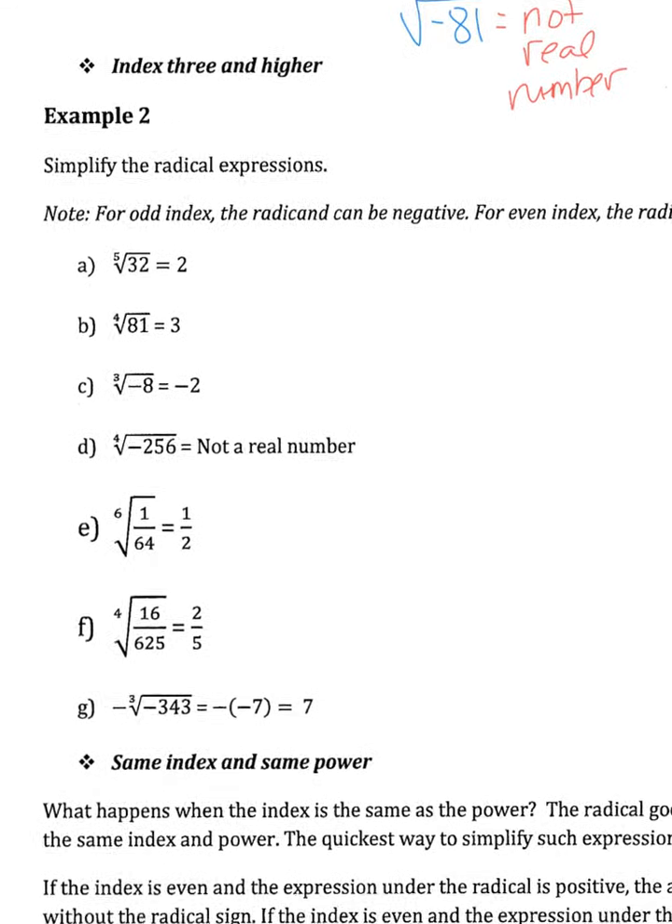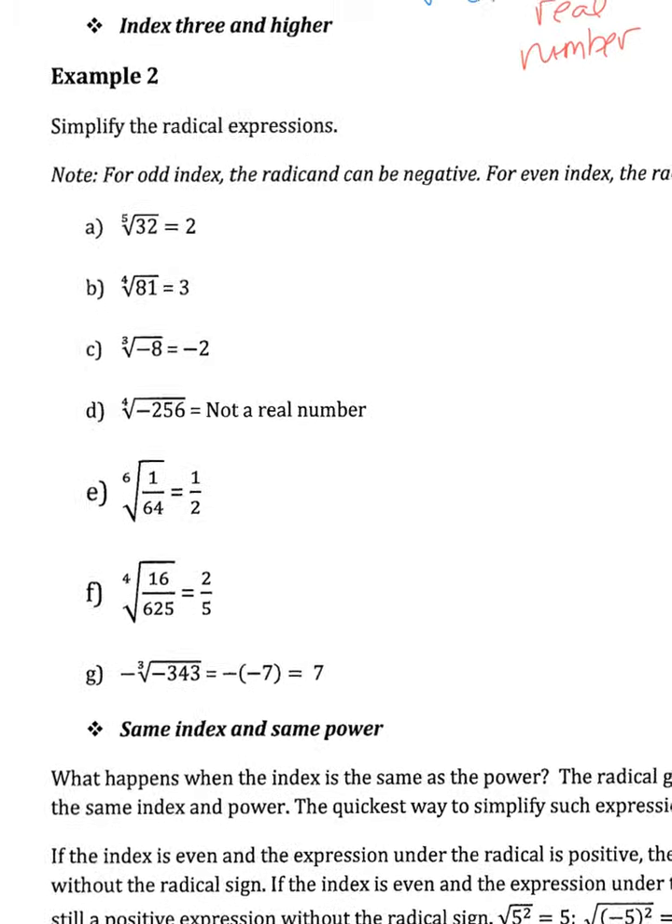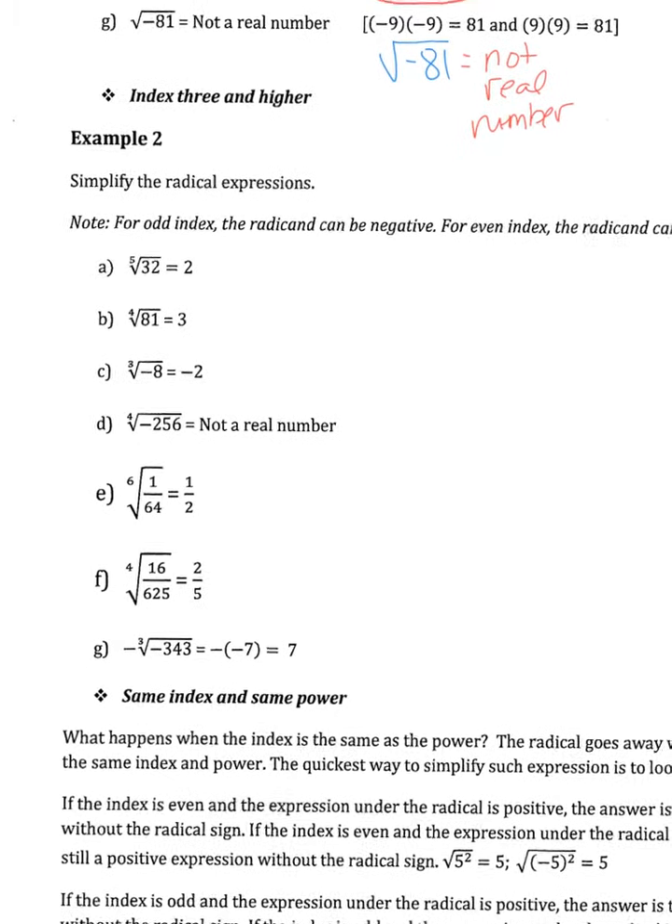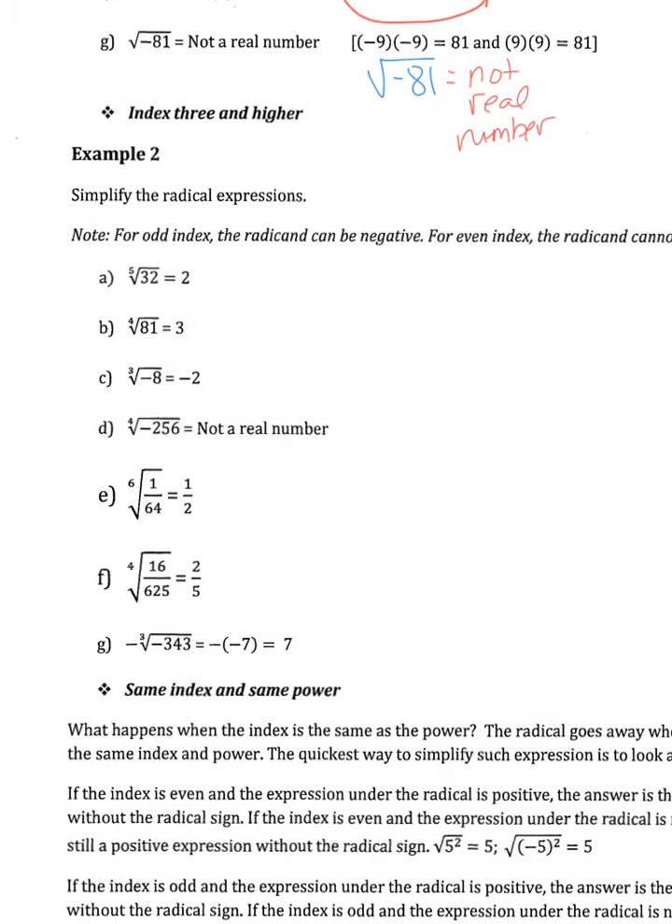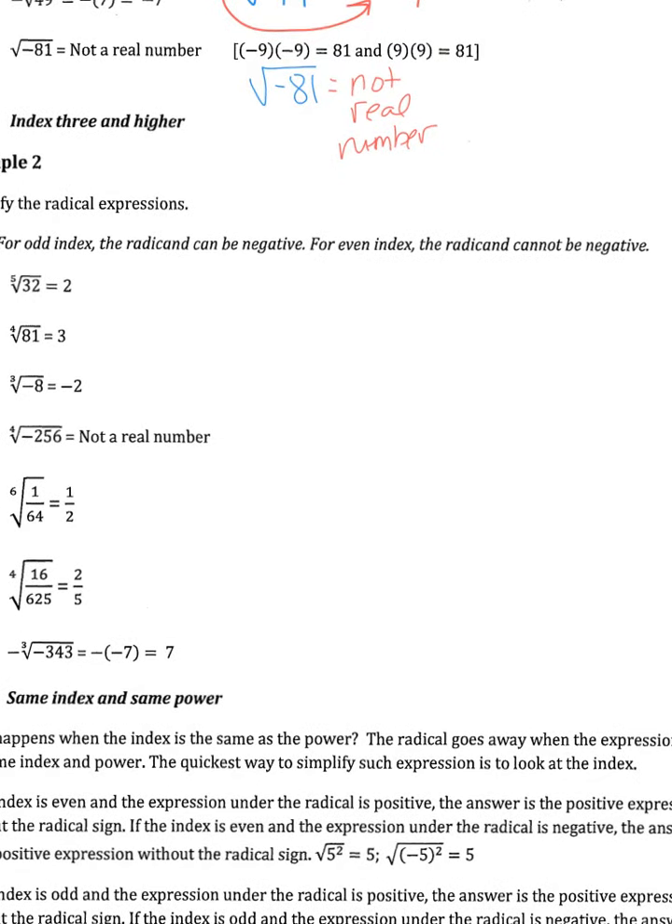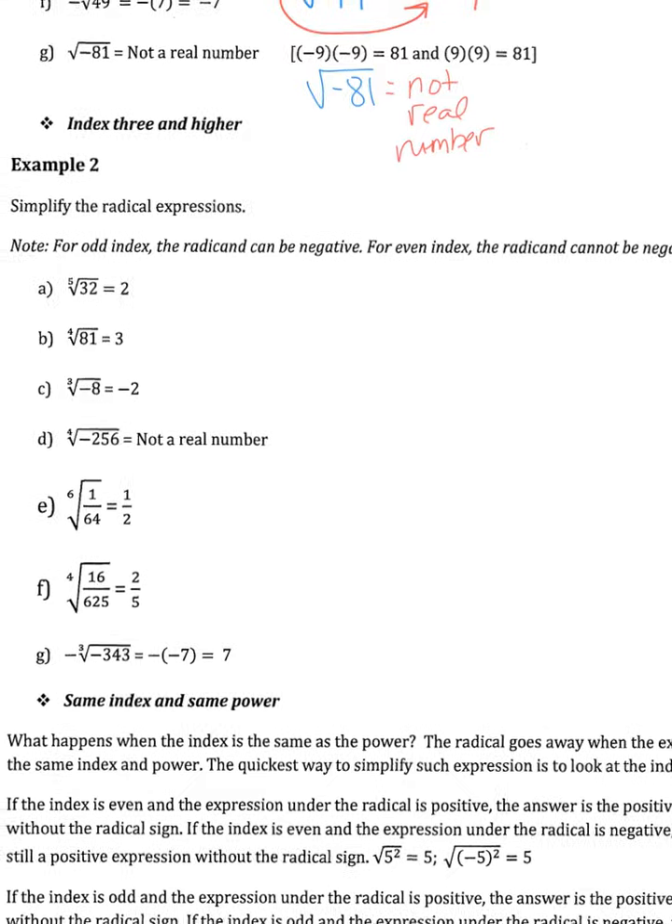To go down here to example 2, we can look at the note at the top here that says, for odd indexes, the radicand cannot be negative. The radicand can be negative, excuse me. For odd indexes, the radicand can be negative. For even indexes, the radicand cannot be negative. So we'll try these.